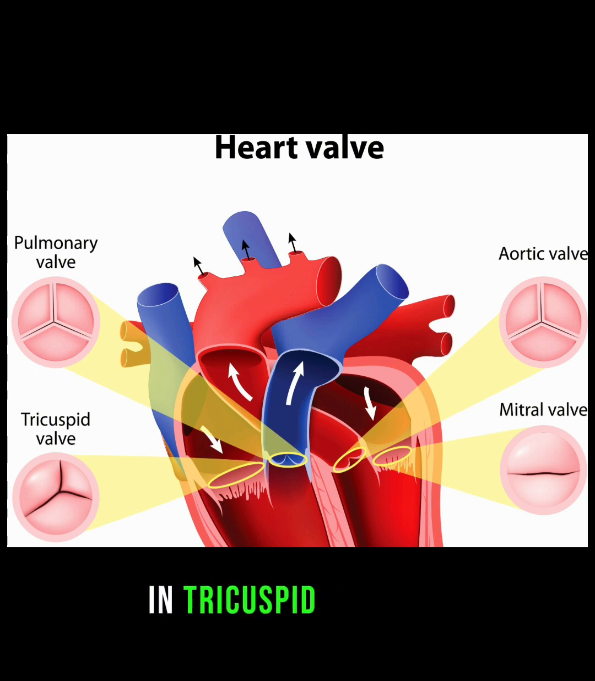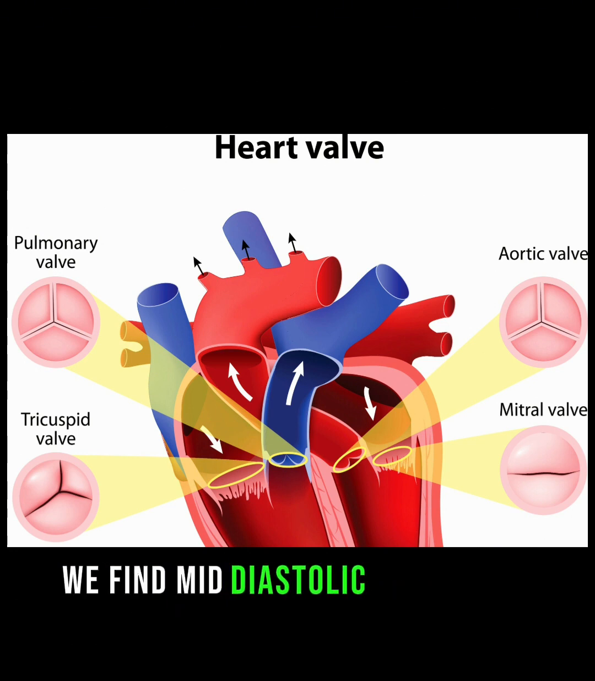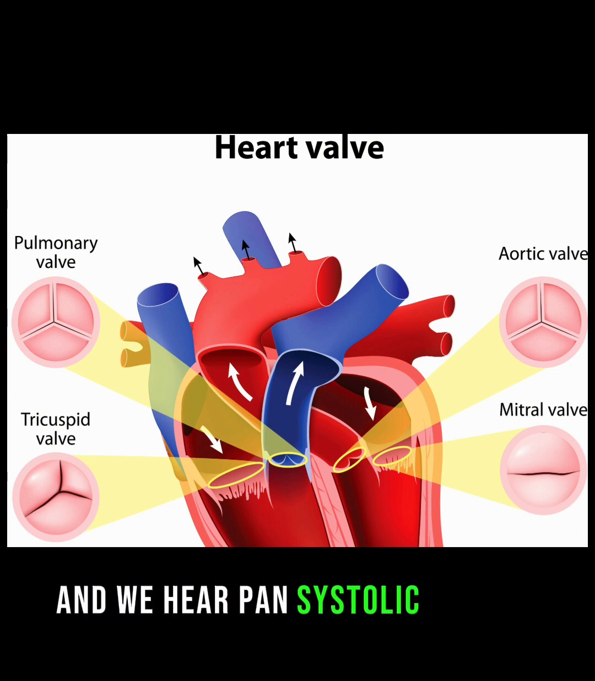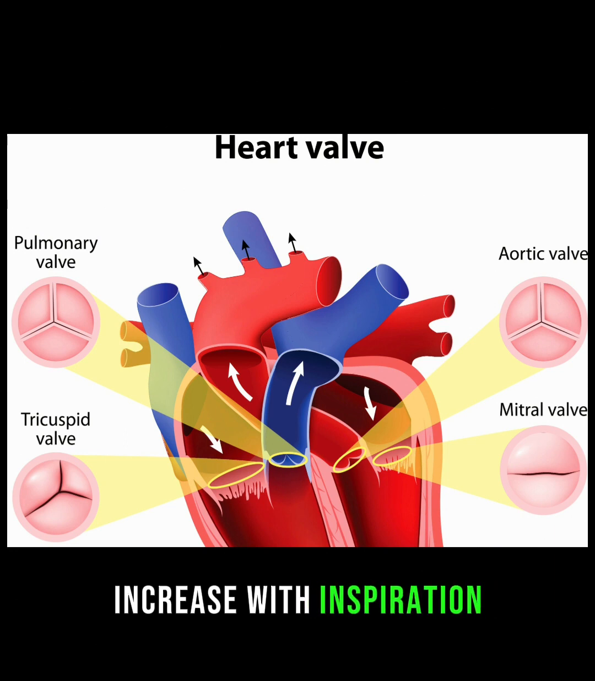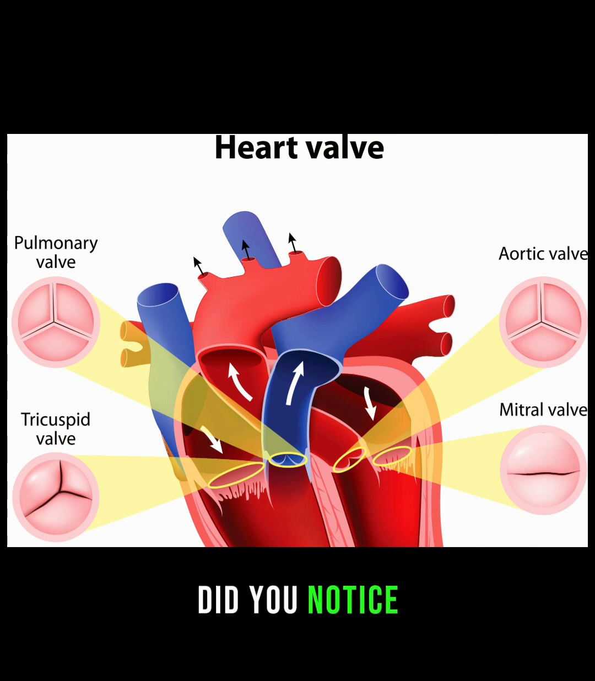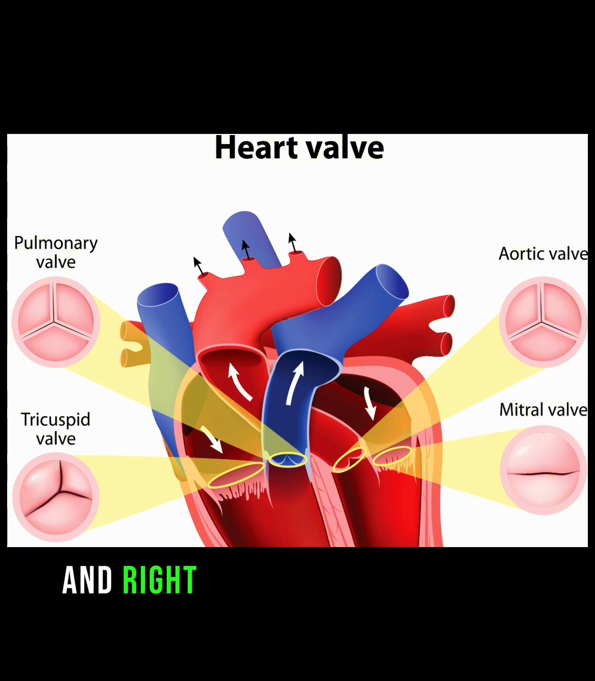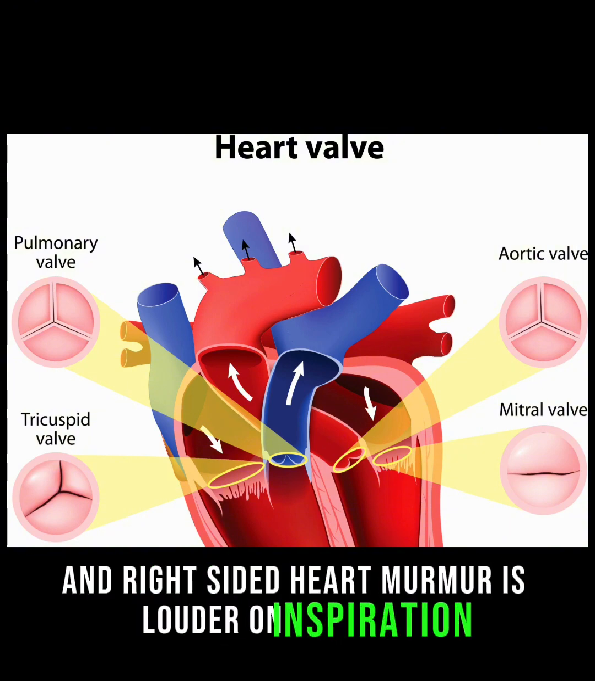In tricuspid stenosis, we find a mid-diastolic murmur at the lower sternal border, increased with inspiration. In tricuspid regurgitation, we find a systolic thrill over the tricuspid area, and we hear a pansystolic murmur, increased with inspiration. Did you notice, left-sided heart murmur is louder on expiration, and right-sided heart murmur is louder on inspiration?